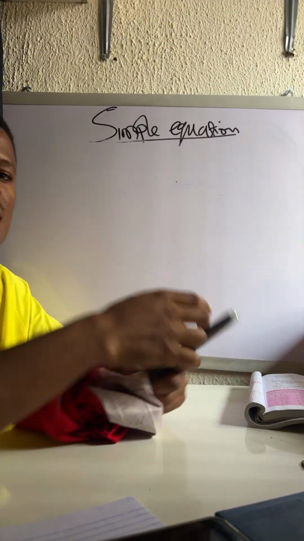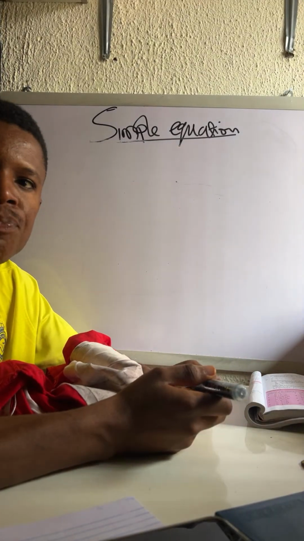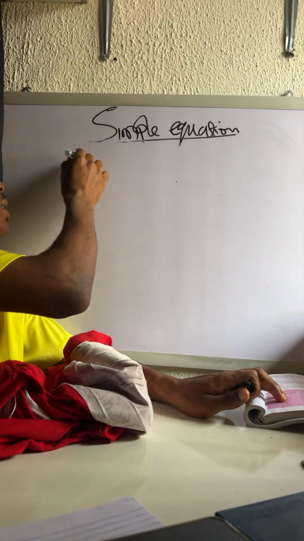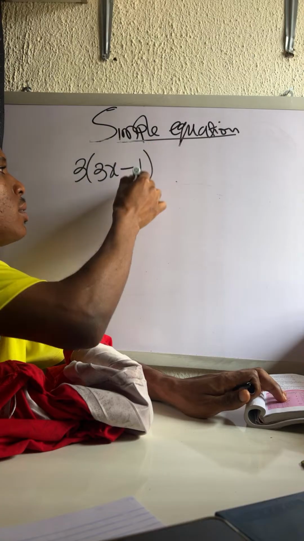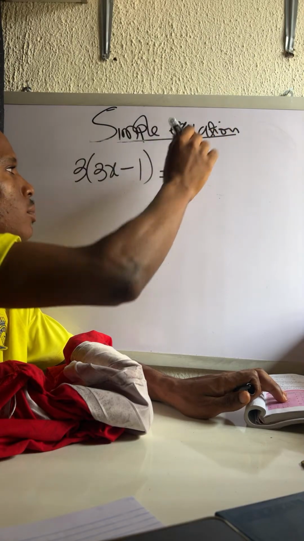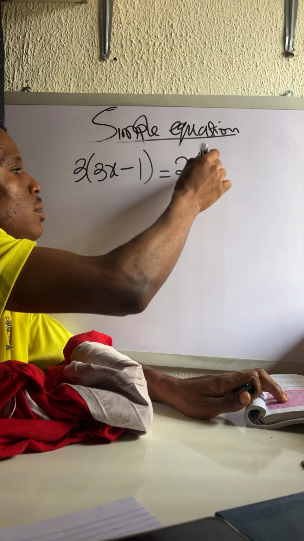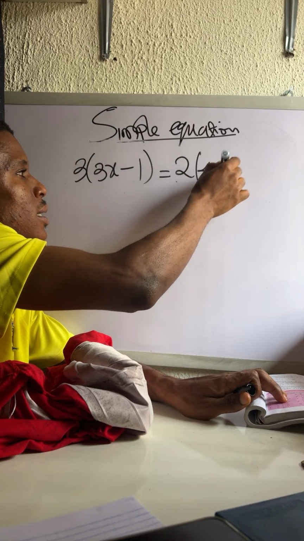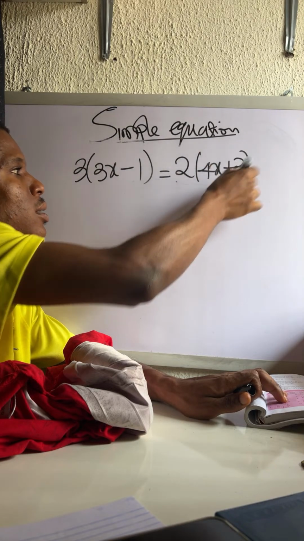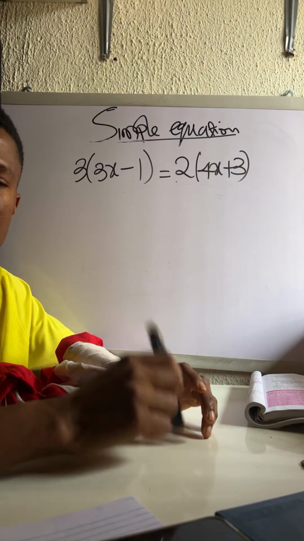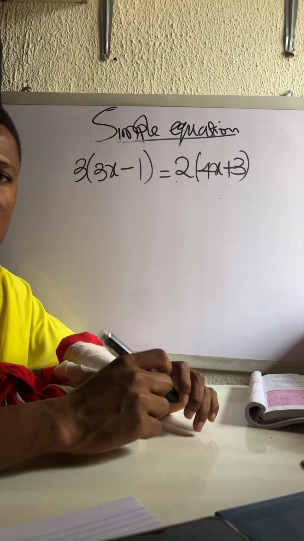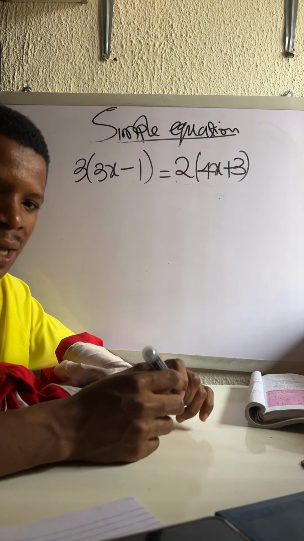So this is it. Let's look at another sample. Let's look at 3 into 3x minus 1 is equal to 2 into 4x plus 3. Here we'll try to find the value of x. This is very easy. You can attempt it and let us know your answer in the comments.